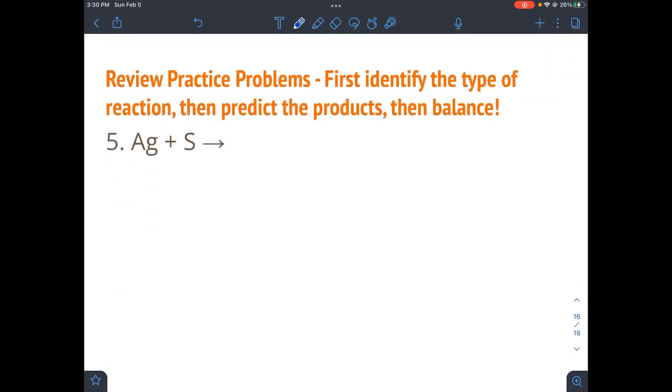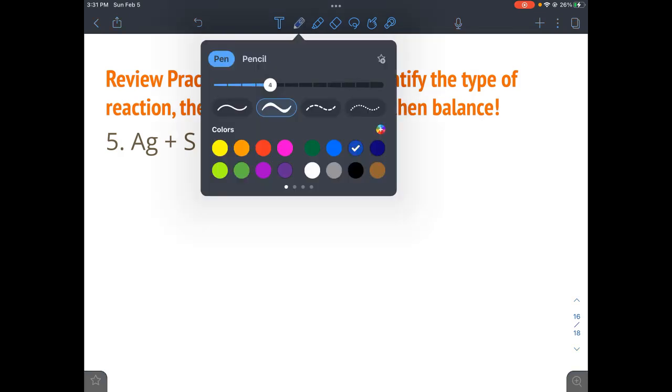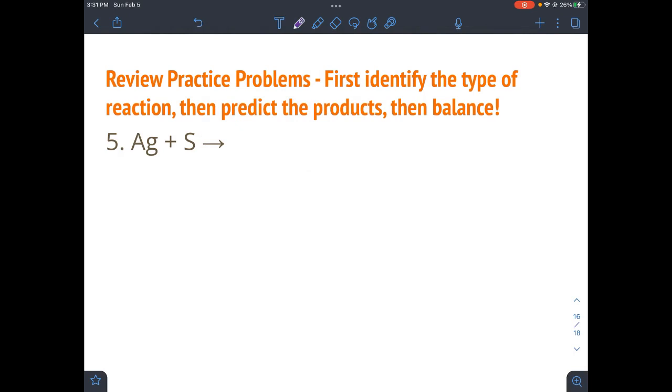Next up, we have Ag plus S. This is 2 elements, nothing else going on, just 2 elements. What could they possibly do? The only thing they can do is combine. So this is going to be a synthesis reaction. Okay, to put a metal and a nonmetal together, you write them together. But of course, that's not all. You still have to consider their charges and crisscross.